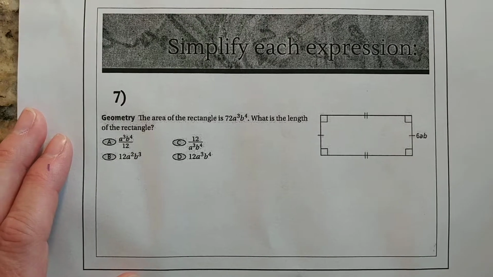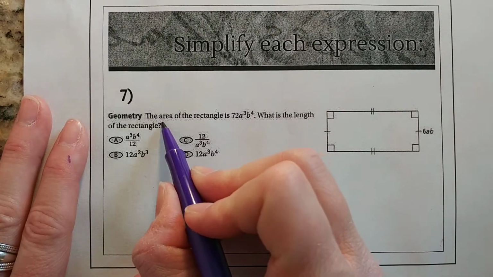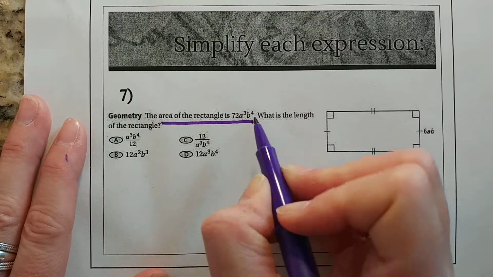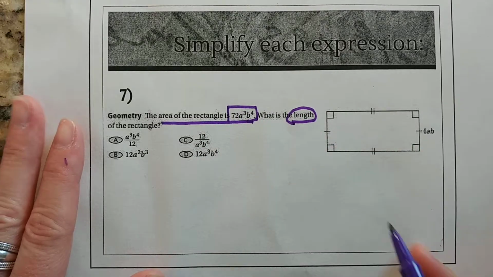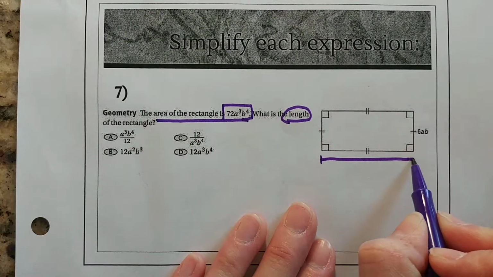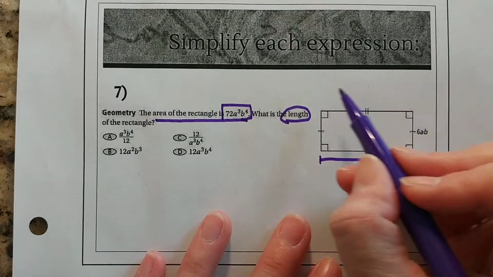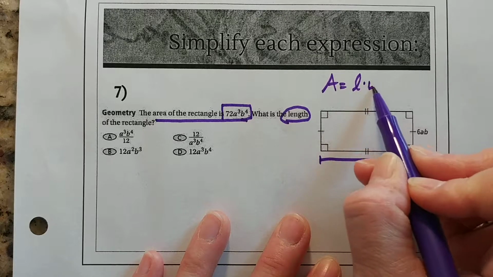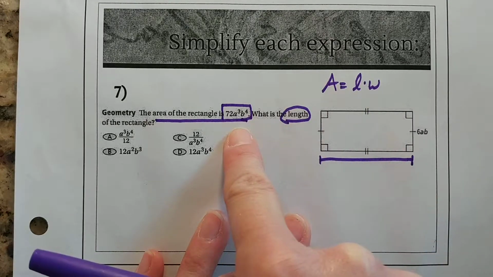All right, we have our last one, number 7. Now we've done something like this before. I'm giving you the area of the rectangle. It's this expression right here. I'm asking you what's the length. So you know the length is the long side. How long is this? Here's the width. Now we all know that to find the area of a rectangle, it's length times width. So length times width equals this area.